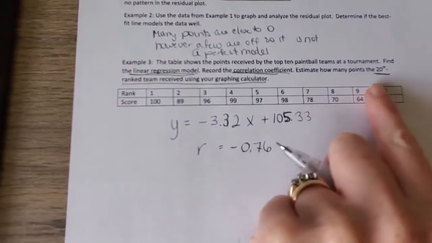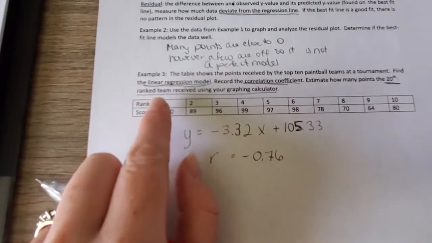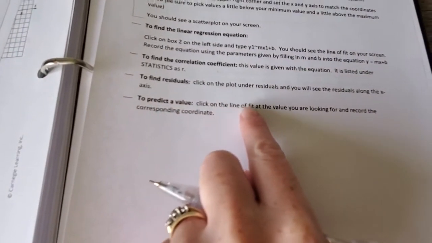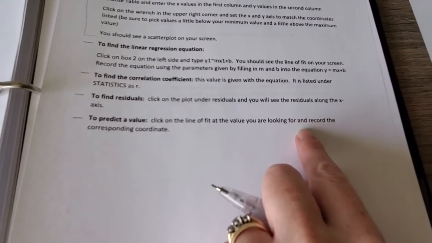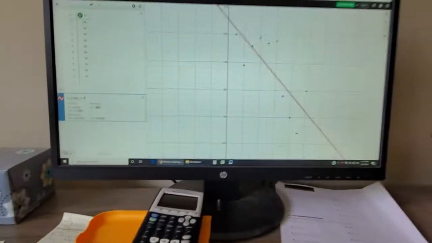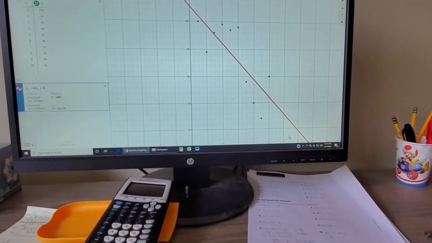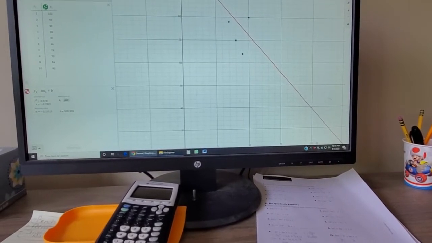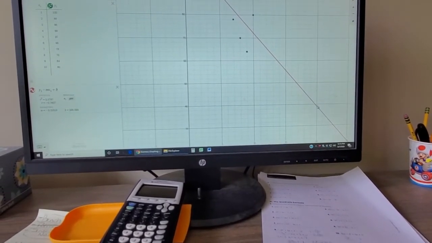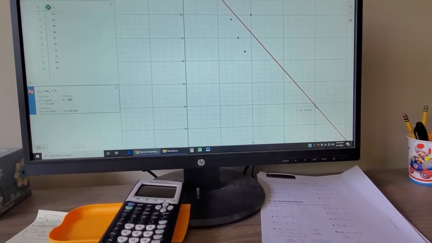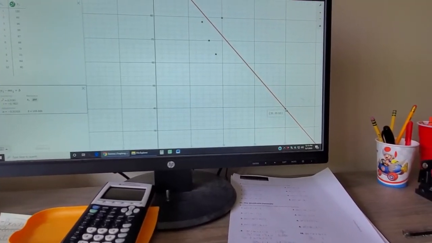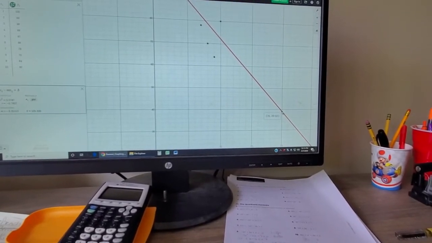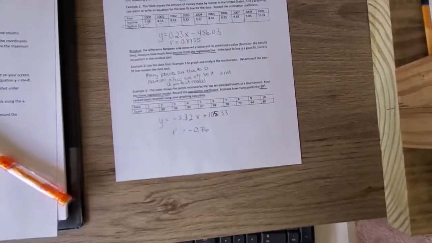Okay, then it says estimate how many points a 20th ranked team received. We haven't done this yet, but if you go back to your direction page, to predict a value, click on the line of fit at the value you're looking for and record the corresponding coordinate. So we're going to go to our line of fit and we're going to find 20. In this particular case, it's kind of off my screen. We need the x coordinate to be 20. So when we get there, we're going to click on the line and make sure it says 20, comma, and then whatever the value is. So this predicts that the 20th ranked team would score 39 points. So then we're going to record that on our paper.